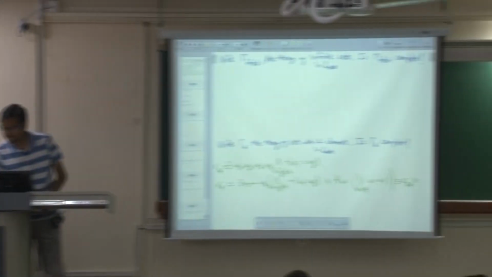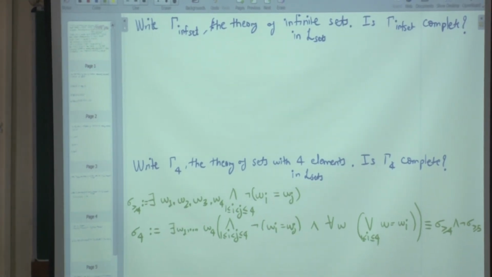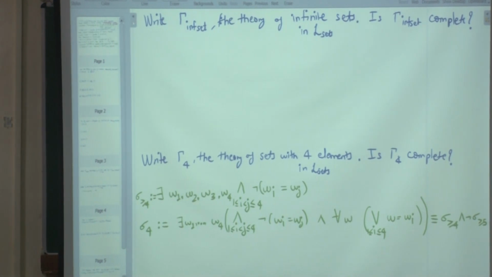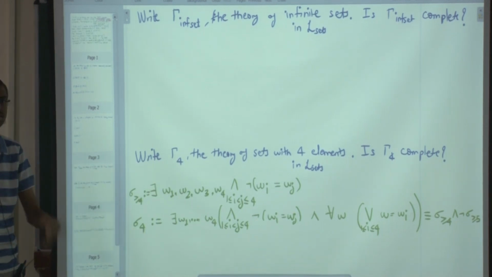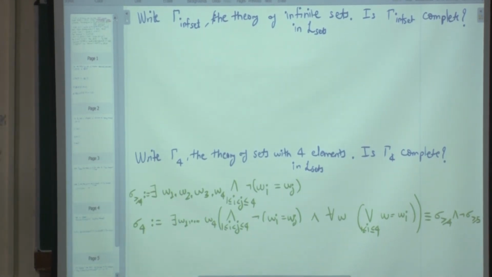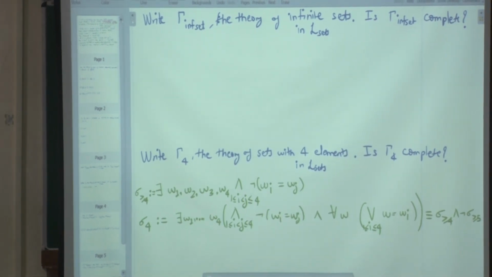So this is also logically equivalent to sigma ≥ 4 and negation sigma ≥ 5. So there are at least 4 elements, but there are no 5 elements. Okay, so this is gamma 4. Gamma 4 is the theory which says that there are exactly 4 elements. Now the question is, is this theory complete? So what is our language? L sets. What does it consist of? Nothing. It's the empty language, just equality.